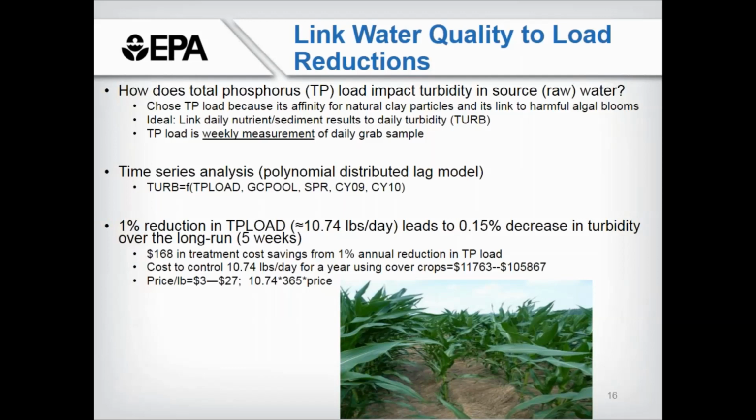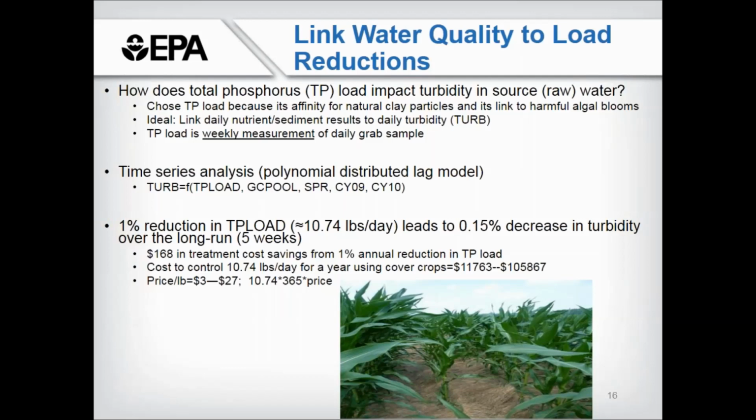Finally, Chris showed that we can use the SWAT model to estimate changes in total phosphorus load using different agricultural best management practices. We chose the polynomial distributed lag model for a particular reason. We believe that a pound of total phosphorus can impact raw water turbidity for many weeks, so we need to take that into account. This particular model allows us to do that by testing how many weeks total phosphorus will affect turbidity. We estimated turbidity as a function of total phosphorus load, pool elevation minus the guide curve, categorical variables for spring months and calendar years 2009 and 2010.